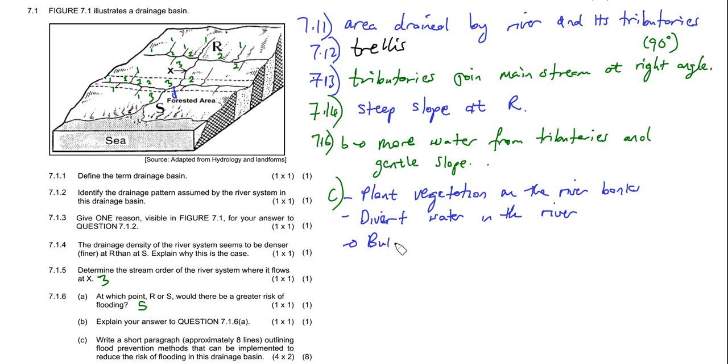Then here we can also build artificial levees. Now, these levees are just barriers, so they block the water. So we can build barriers or walls to block water.